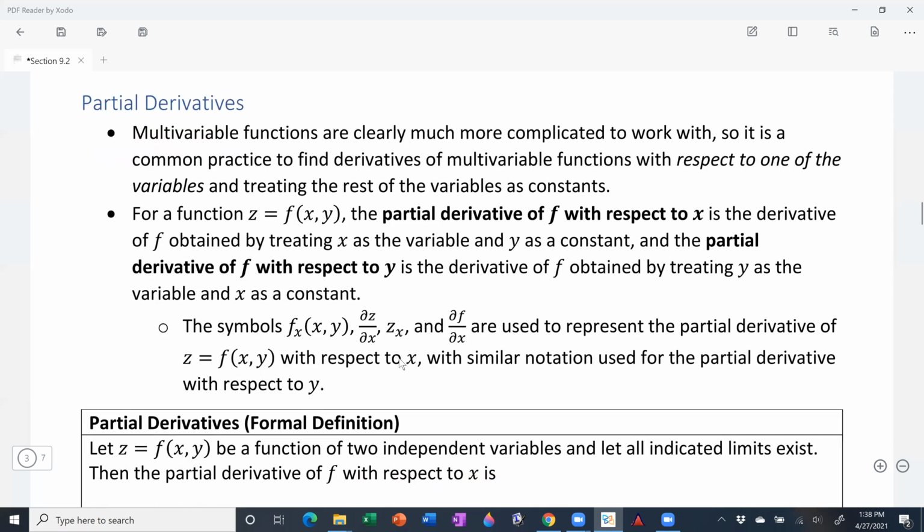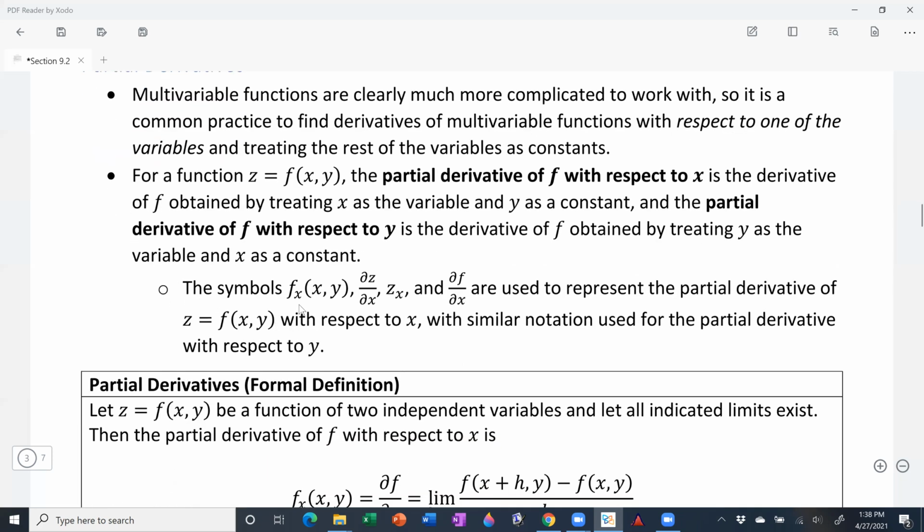Okay, and we have some different symbols that we use then. The symbol f with a little subscript x, of x comma y. And then this cursive looking d shape, that's the partial of z with respect to x. Or you could do z sub x, or the partial of f with respect to x. That's the way that we would say that. Those are all different ways that we would represent the partial derivative of the function z equals f of x comma y with respect to x. Okay, and then similar notation could be used for the partial derivative with respect to y.